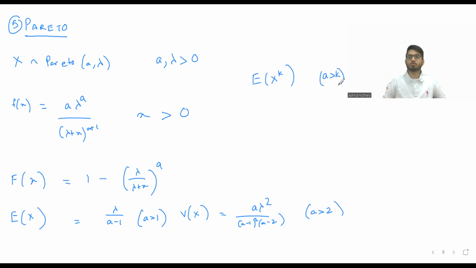For a Pareto distribution, expectation x to the power k will exist only if alpha is greater than k.